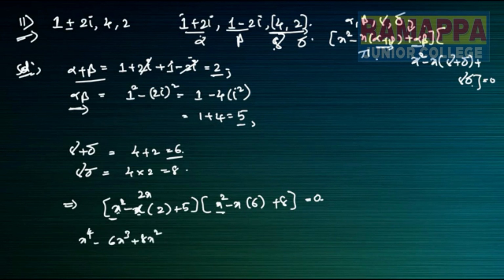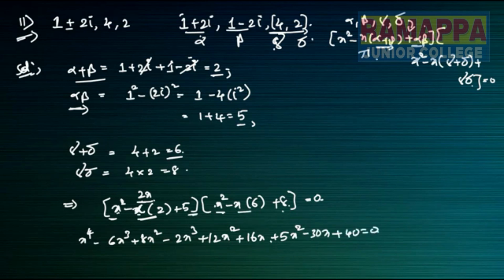Here we have minus 2x, so minus 2x into x square is minus 2x cube. Minus 2x into minus 6x, 2 sixes are 12, x into x is x square, minus into minus is plus, so plus 12x square. Then 2x with 8 is minus 16x. Then 5 into x square is plus 5x square, 5 into minus 6x is minus 30x, and 5 into 8 is plus 40, is equal to 0.